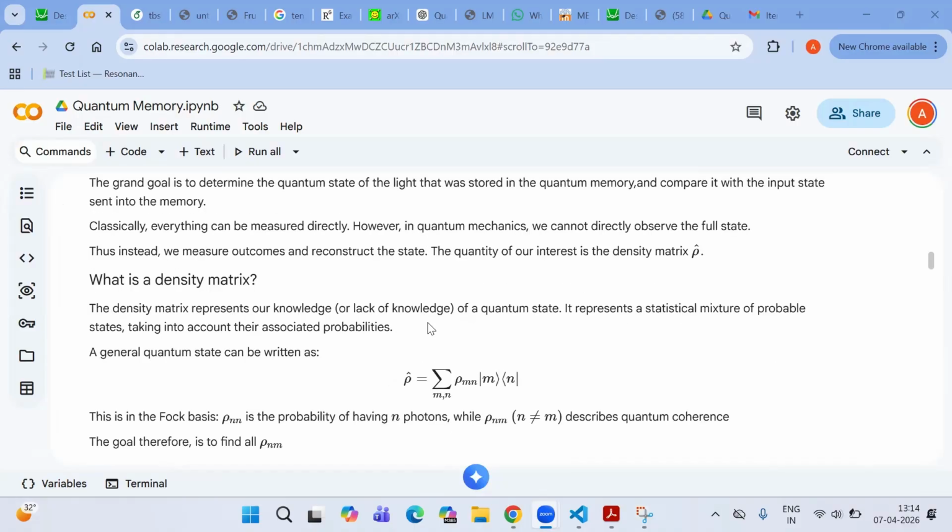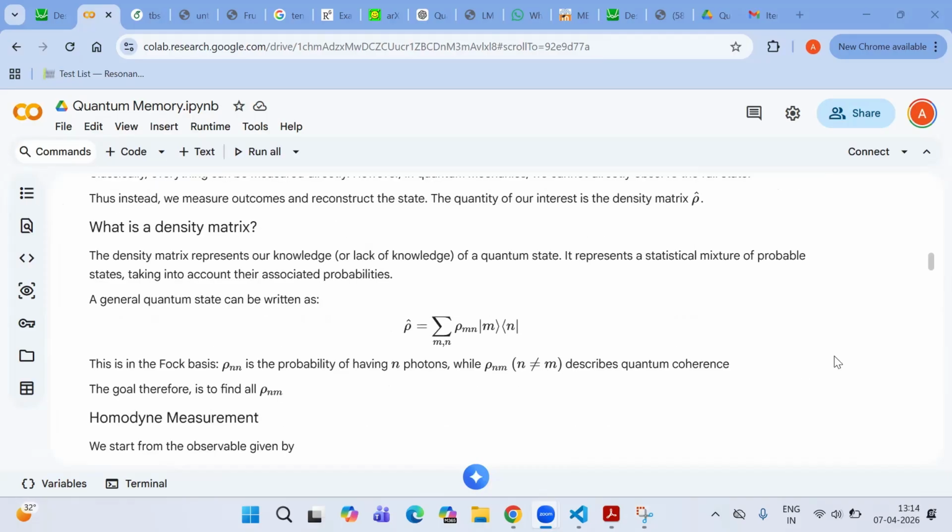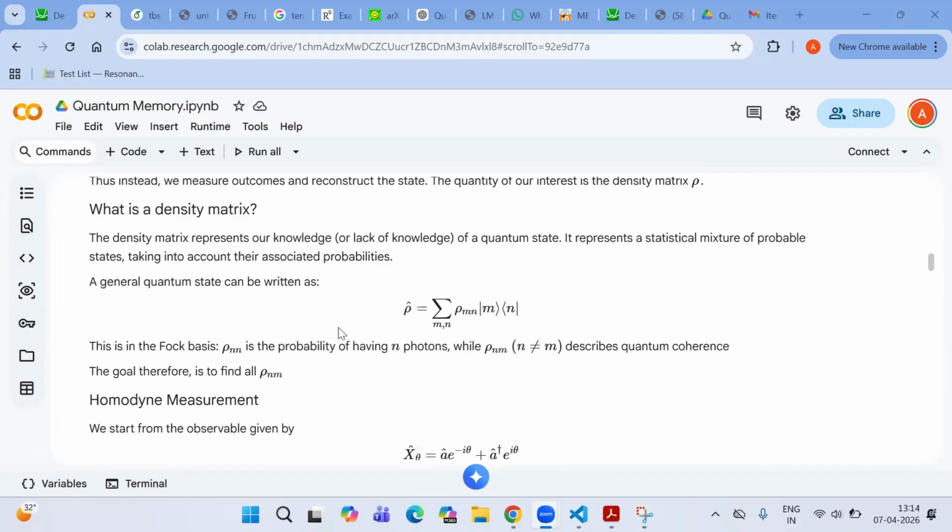So what exactly is a density matrix? Now, if I put it very simply, it is a representation of our knowledge or lack of knowledge of a certain quantum state. So it represents a probabilistic mixture of states, and it also takes into account the probabilities of those states. So, for example, here I have written a general quantum state, rho equals sum over m, n, rho mn, ket m bra n.